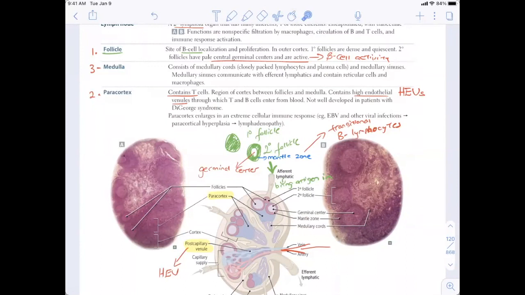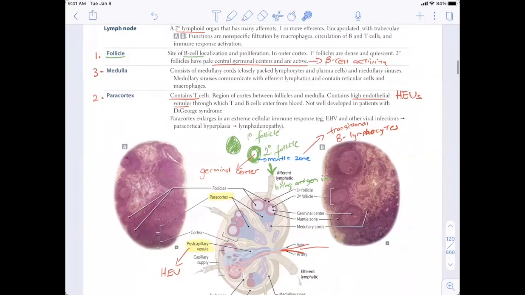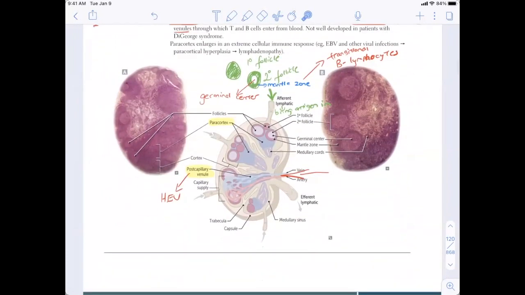The bottom line is, once we're in the medulla, we're getting ready to leave, okay? And that's how stuff actually comes out, all right, through your efferent lymphatics. And now we can go around, get to the right place and fight these infections. So that's your lymph node in summary, okay?